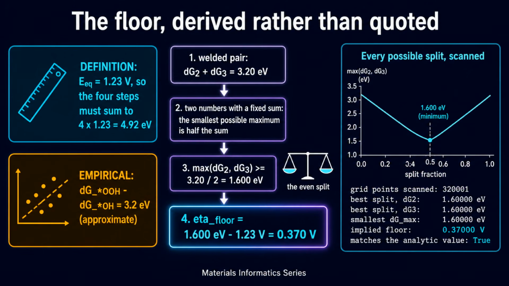If 2 non-negative numbers have a fixed sum, the smallest their maximum can be is half that sum, achieved when they are equal. The 4 steps must add to 4 times 1.23, which is 4.92 electron volts. The welded pair sums to 3.20. So the best any obedient catalyst can do is split it evenly, giving 1.600 electron volts. Subtract the equilibrium potential, and the floor is 0.370 volts. A brute force scan over 320,001 splits finds nothing better.